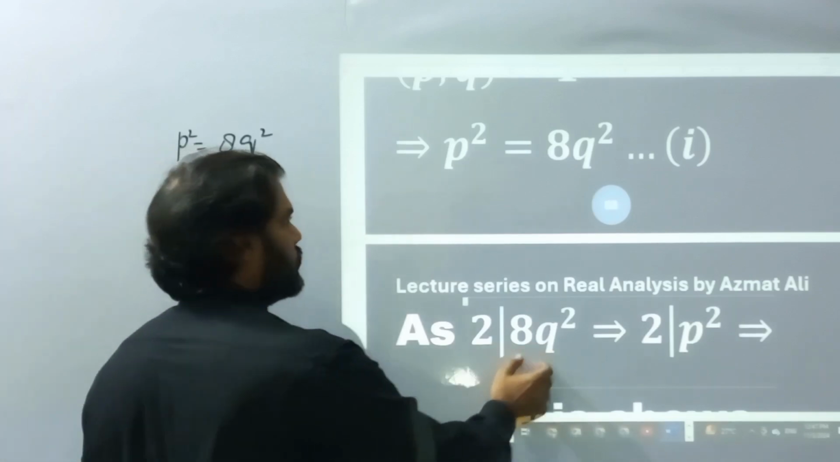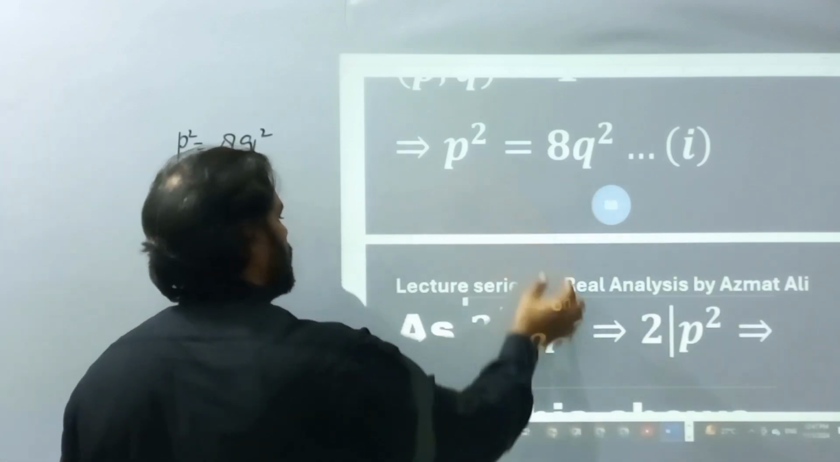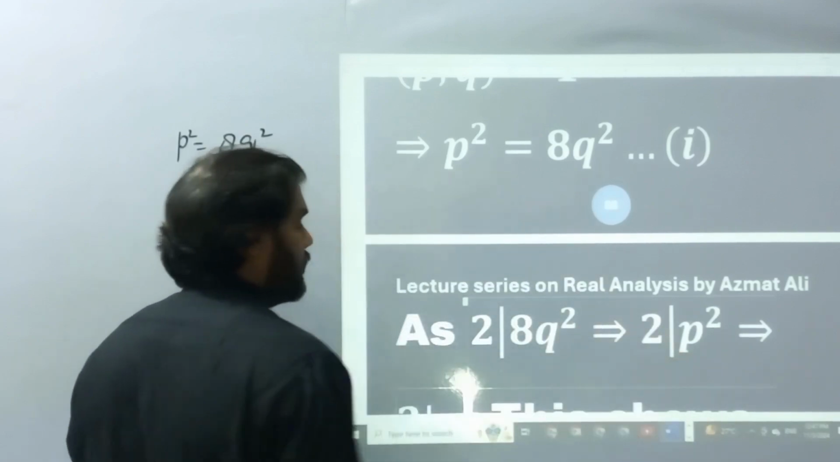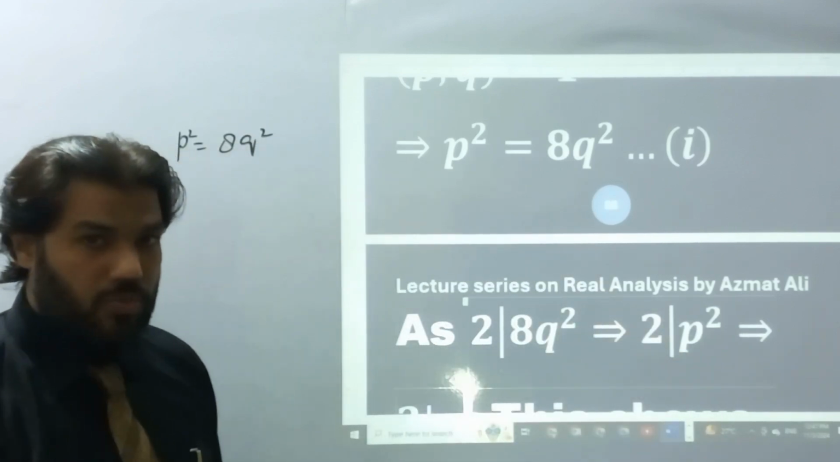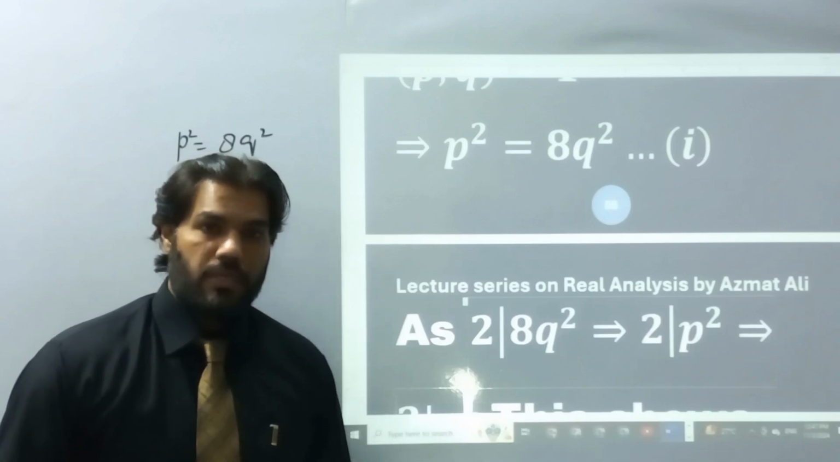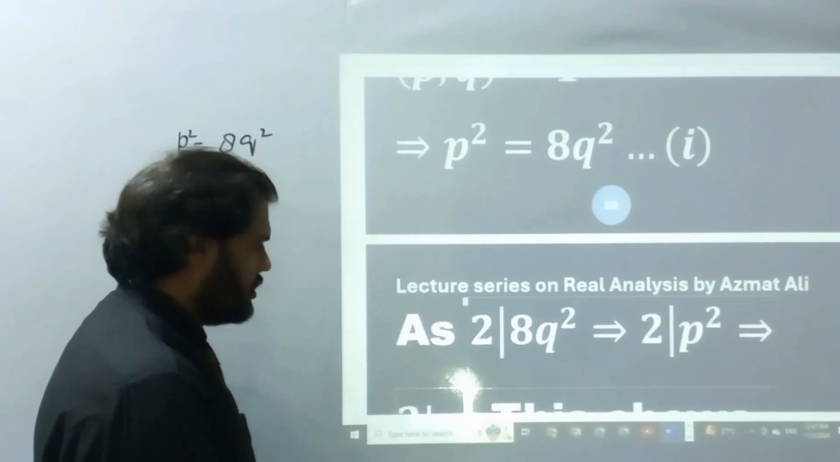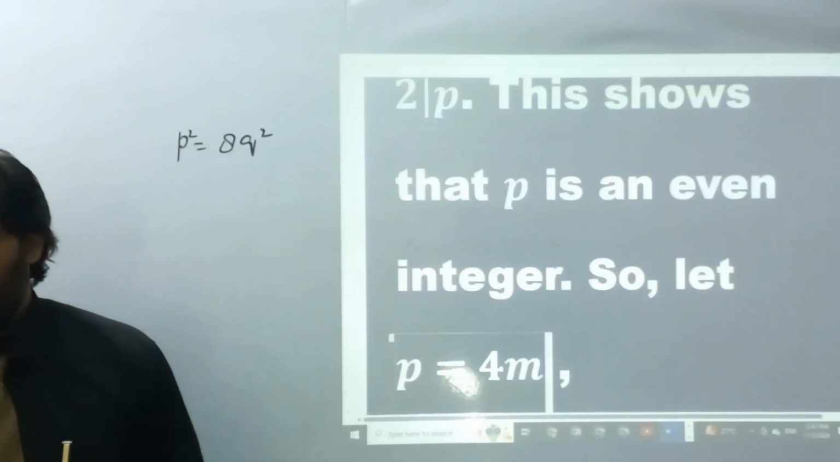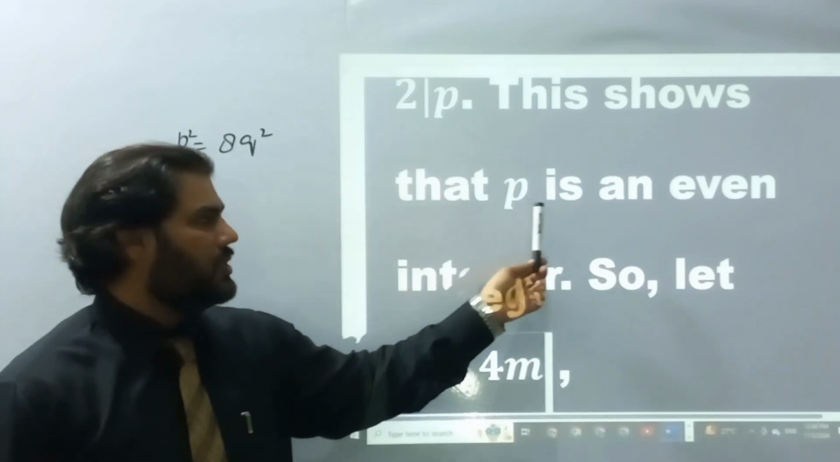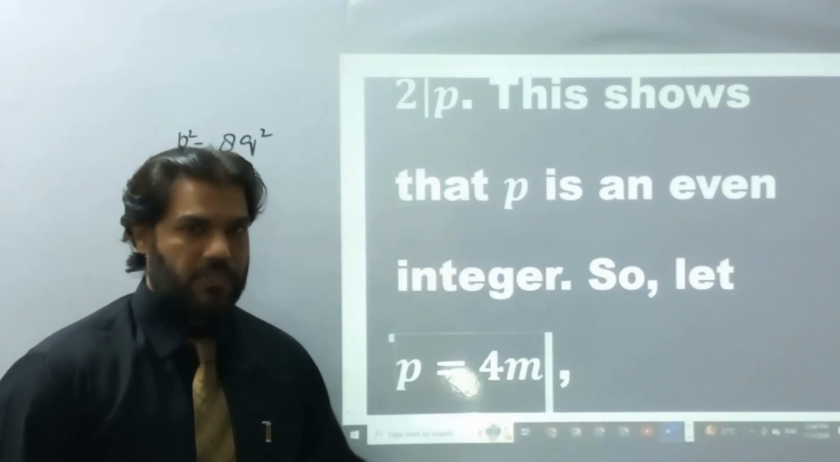2 divides 8Q square. 8Q square is equal to P square. So by replacing 8Q square with P square, we have 2 divides P square. Now again using the result, if a prime number divides the square of a number, then that prime will divide the number without square. So this implies 2 divides P. This shows that P is an even integer.